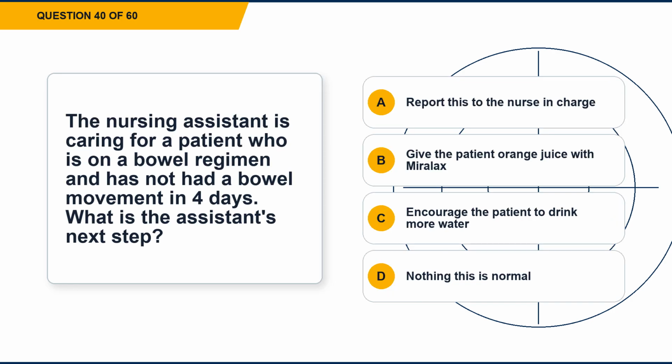Question 40. The nursing assistant is caring for a patient who is on a bowel regimen and has not had a bowel movement in 4 days. What is the assistant's next step?